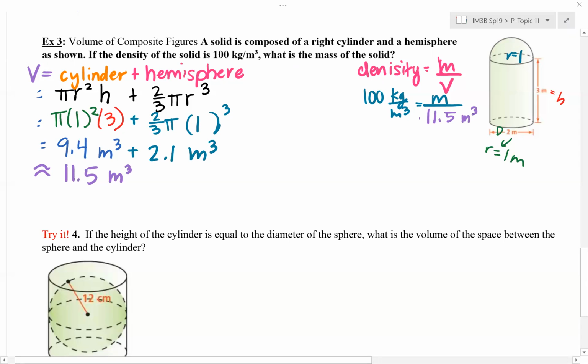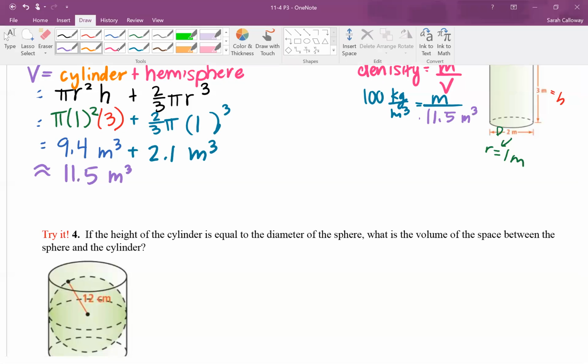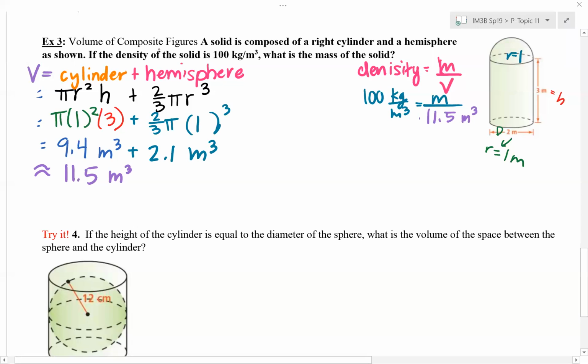And then to solve for m, we have to do what to both sides? Multiply by 11.5. So if we multiply by 11.5, that's going to go away. And then remember that the idea is that our units, the meters cubed, end up canceling. And so we get 1,150 kilograms for our mass.